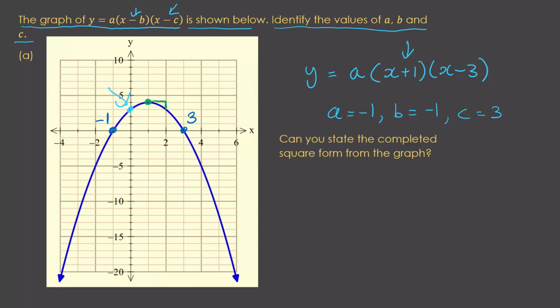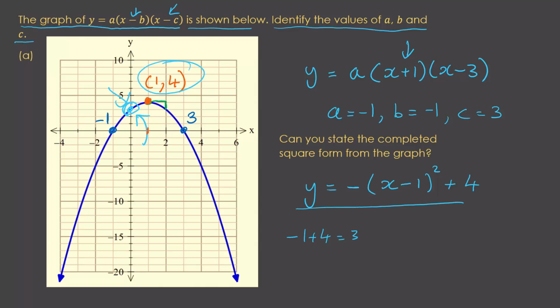Can we state the completed square form from the graph? Well, the vertex here I can see is at (1, 4). The a will be the same as it was here. So it's going to be negative, and then it's going to be (x minus 1) squared plus 4. Think about when x is 1. That would be -0 add 4, which is 4, which would put us at the vertex. Think about when x is 0. That would give us -1 plus 4, which is 3, and that puts us at the right point here as the y-intercept. So this would be the completed square form.